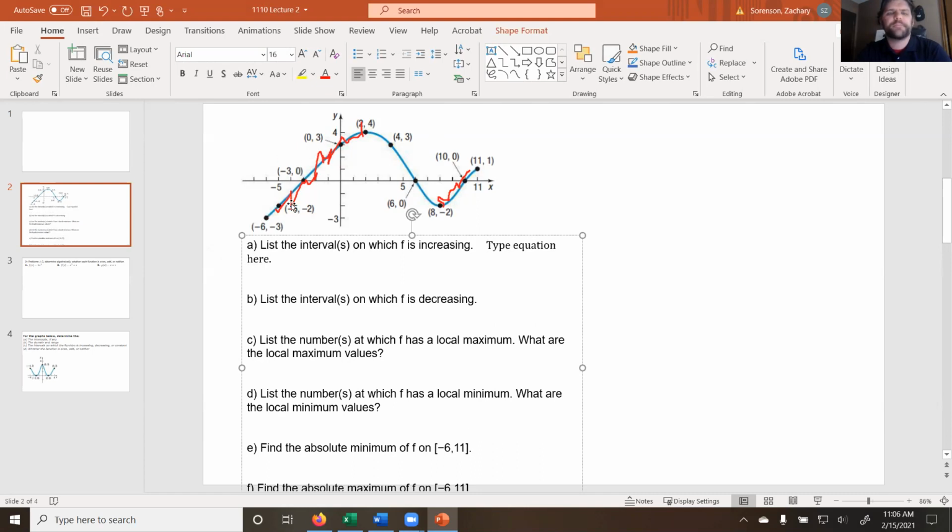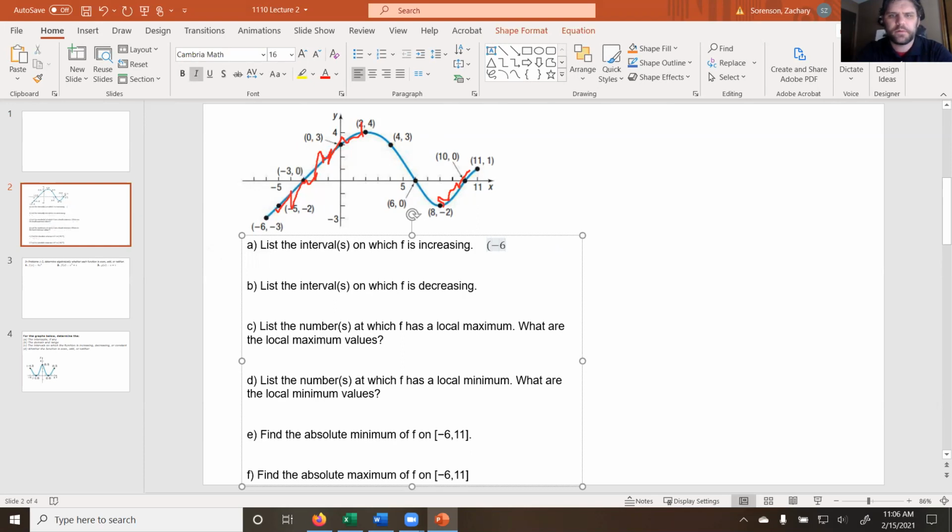Maybe looking at this left part first. What's the smallest X value at the start of my increase? -6. Yep. So I would do -6, comma, and then where does it stop increasing, at least in that section? 2. 2, yep, it goes all the way up to 2.